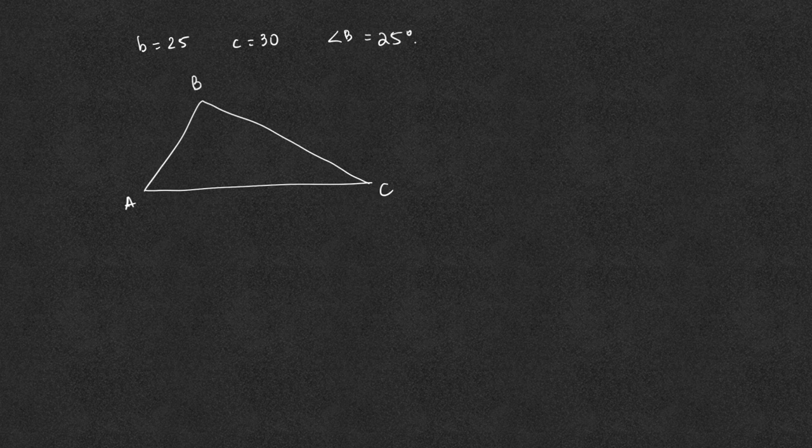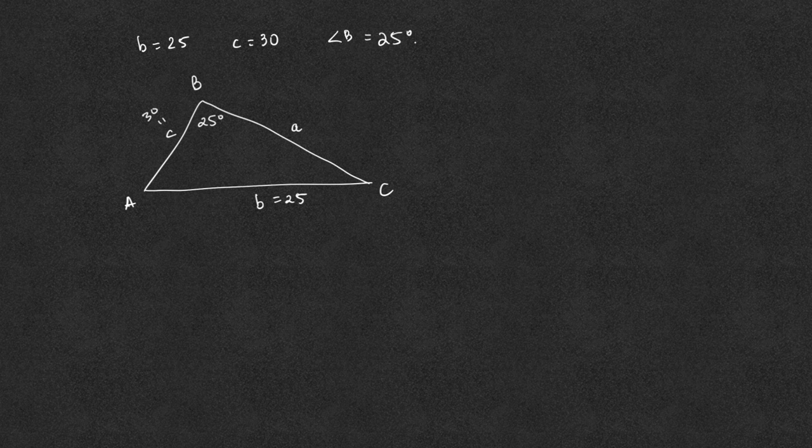The side opposite to the angle B is the little b, the side opposite to the angle A is the little a, and the side opposite to the angle C is the little c. We're given that b equals 25, c equals 30, and the angle B is 25 degrees.